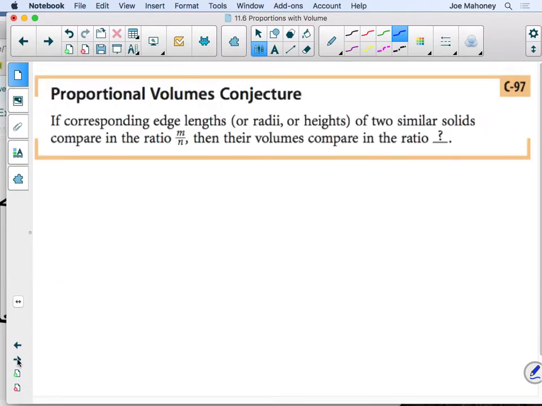So it's very similar to the area we did last time. If the volumes are proportional, the ratio is going to be m over n cubed, or m cubed to n cubed, which should make sense. If area was a squared relationship, and area is square units, wouldn't volume be a cubed relationship and thus cubed units? It should probably work that way. That should make sense. So let's play with some problems then.